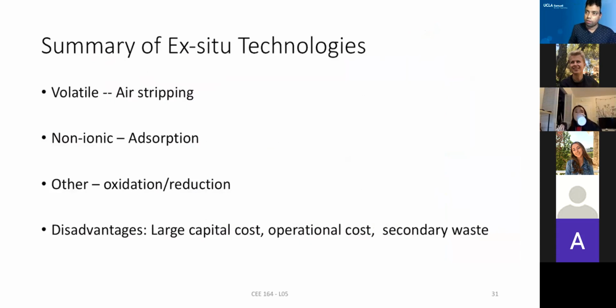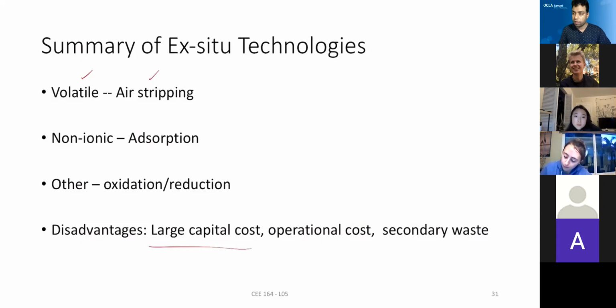And so what you learn here is that if it is volatile pollutants, you use stripping. Non-ionic or low solubility is going to be adsorption. If it is ionic or highly water soluble, use oxidation reduction. Again, all these ex-situ technologies always have high capital or operational cost, because you have to continue to operate; somebody has to be there. It also produces secondary waste because it doesn't really degrade the pollutant. All it does is transfer the pollutants from one phase to another.